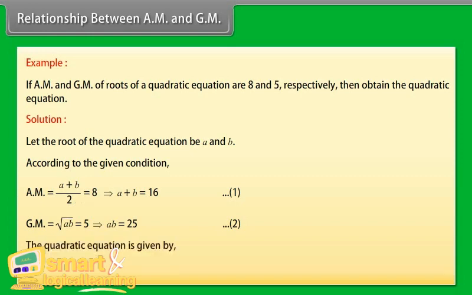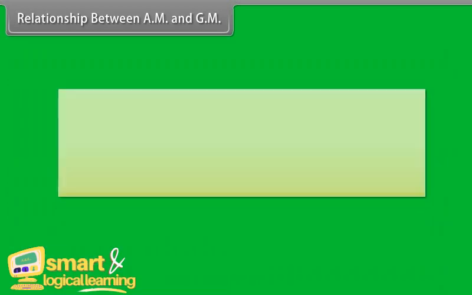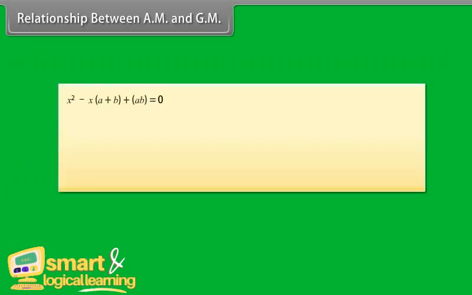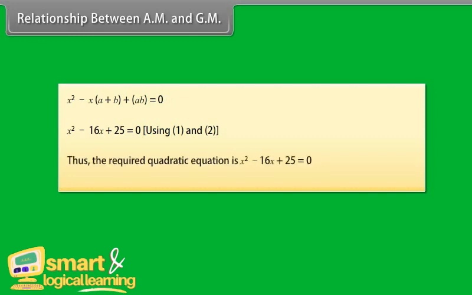The quadratic equation is given by x square minus x into sum of roots plus product of roots is equal to 0. x square minus x into A plus B plus AB is equal to 0. x square minus 16x plus 25 is equal to 0, using equations 1 and 2. Thus, the required quadratic equation is x square minus 16x plus 25 is equal to 0.